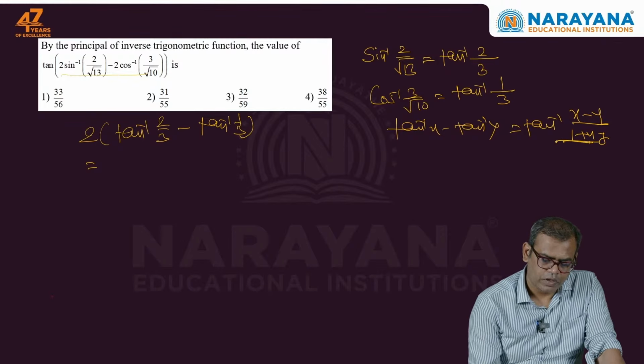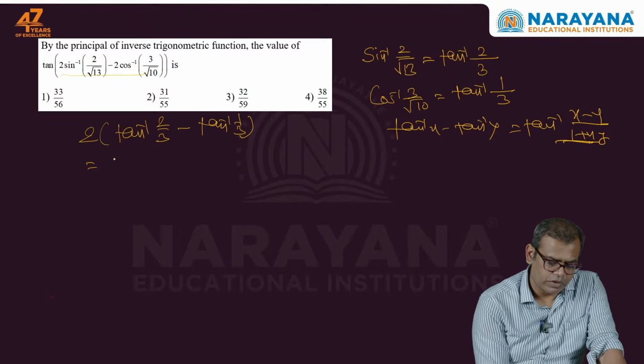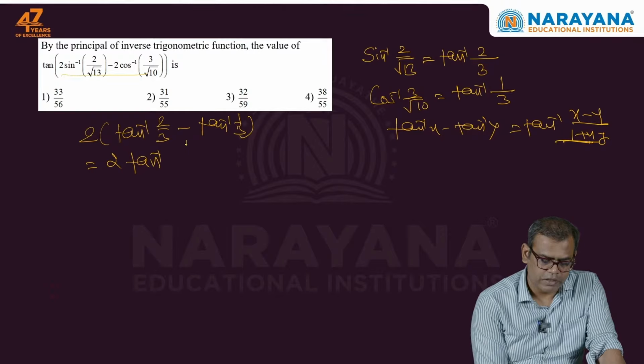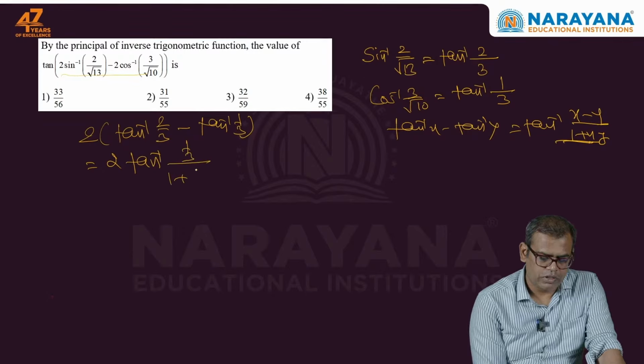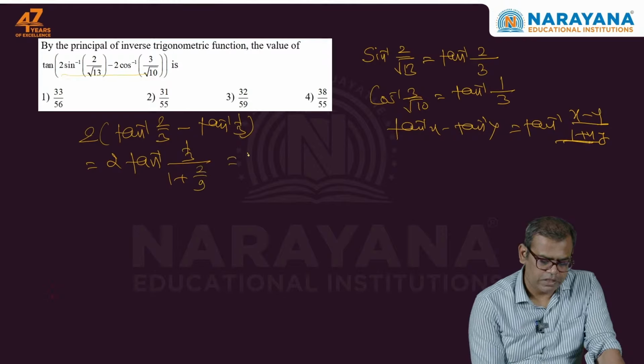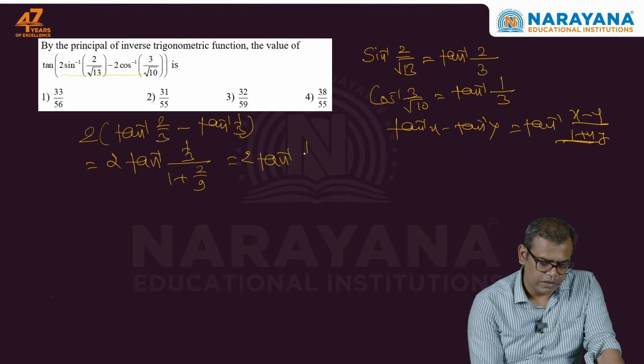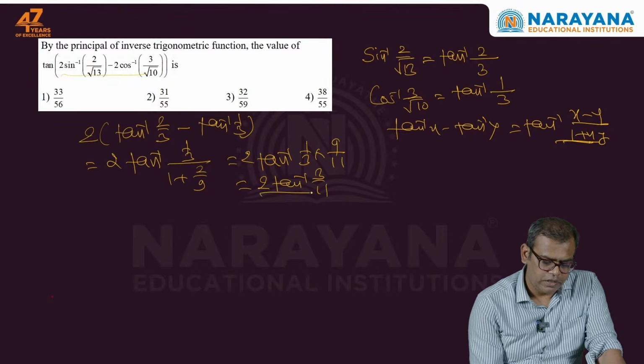This holds for xy greater than minus 1. So here it will come twice of tan inverse of (2 by 3 minus 1 by 3) by (1 plus 2 by 3 into 1 by 3). So here it will come 2 by 9. After simplifying, it will come twice of tan inverse of 1 by 3 into 9 by 11. So total it will come 2 tan inverse of 3 by 11. Let this term total be theta.